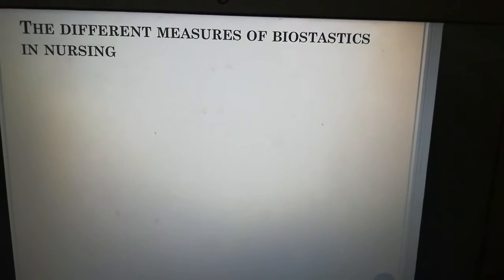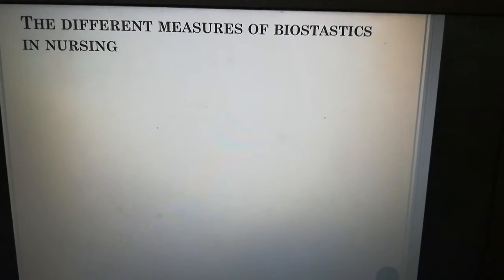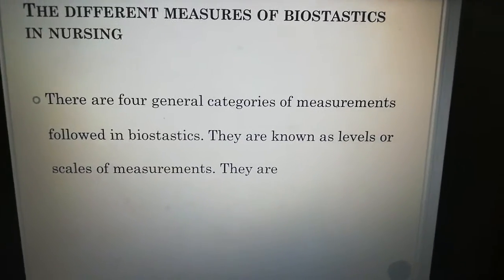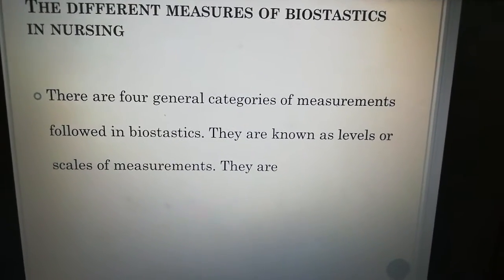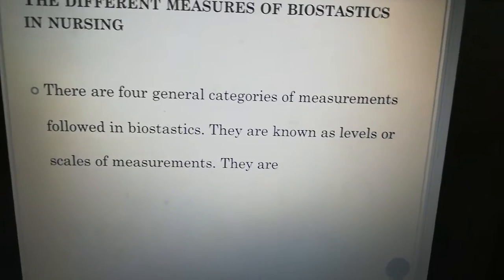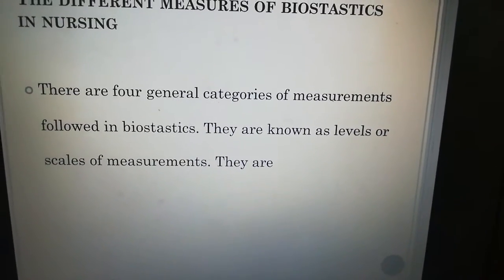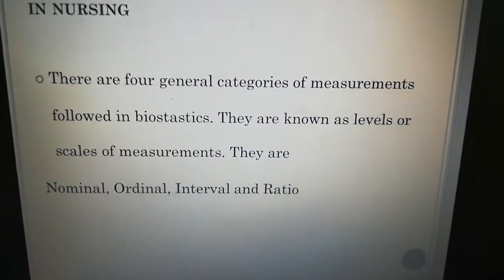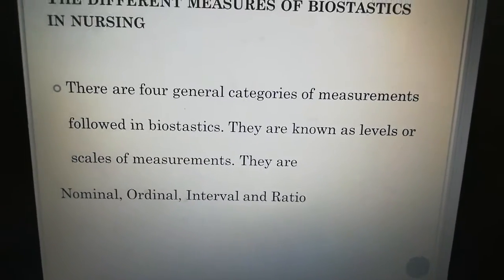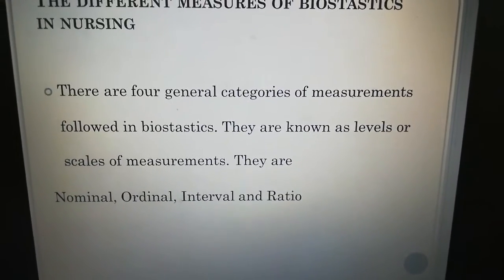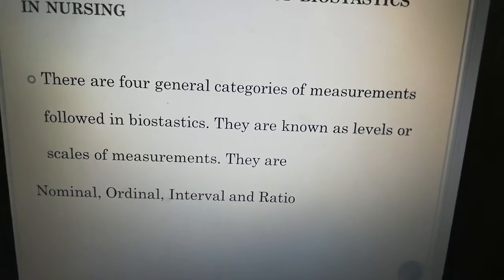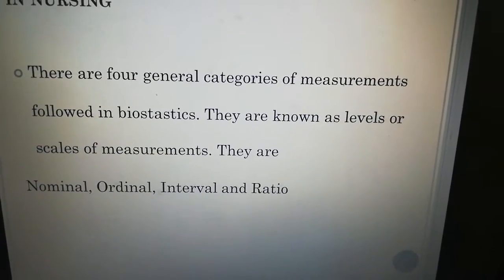Next we shall see the different measures used in statistics. Commonly we use 4 general categories of measurements. These levels or scales of measurement are nominal, ordinal, interval and ratio. Remember, the levels or scales of measurement used in statistics are nominal, ordinal, interval and ratio. Let's see what we mean by nominal scale.